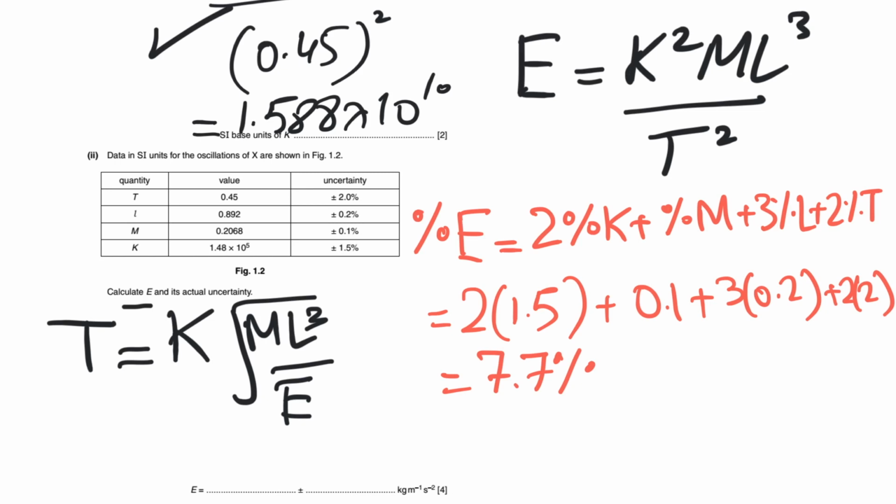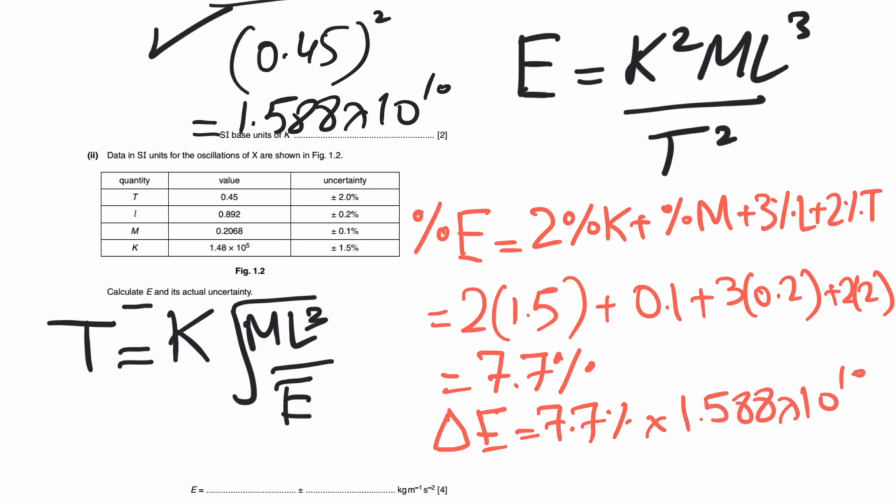So what do you do? You take 7.7% of this value. So you take 7.7% error in what? In the value of E. So 7.7%, because you want to calculate delta E, you should do 7.7% of 1.588 into 10 raised to the power 10, and the value that you end up getting is 1.22 into 10 raised to the power 9.